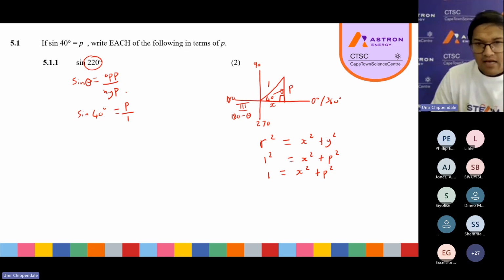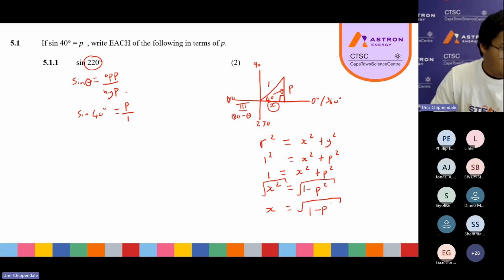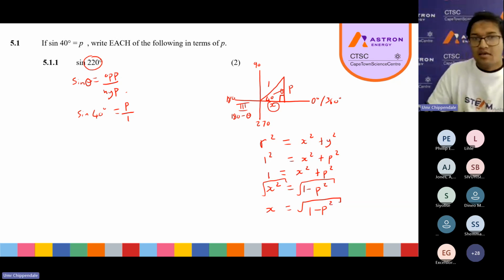And now what we're going to do is bring x squared on its own, because that's exactly what we want to calculate. So that's going to be x squared is equal to 1 minus p squared. And then we're just going to square root these. So that means our x is going to be the square root of 1 minus p squared. So that's going to be our x value.